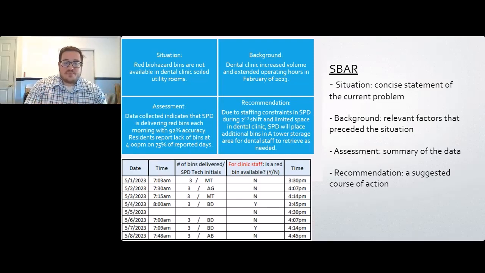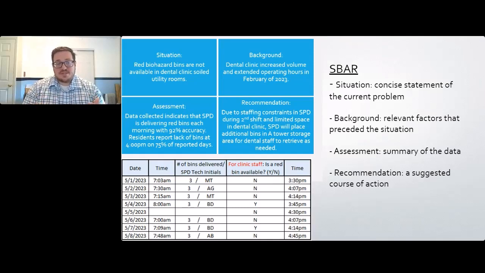So we did this for about 2 weeks, and what we found was that after 3 or 4 o'clock, well, there's no red bins, and that's because they've extended their clinic hours. Second shift is too understaffed to deliver more bins. And so what we're going to do is make a recommendation. Due to staffing constraints in SPD during second shift and limited space in dental clinic, SPD will place additional bins in a tower storage area for dental staff to retrieve as needed.